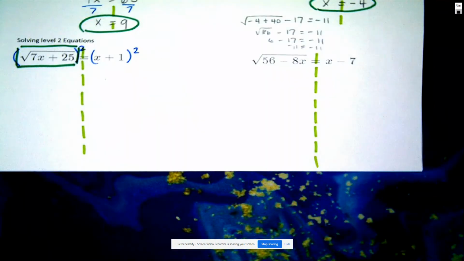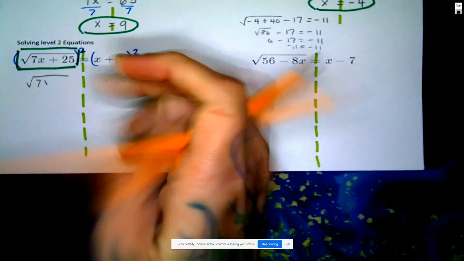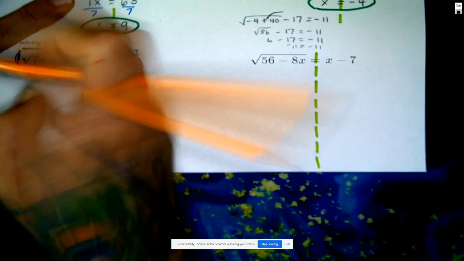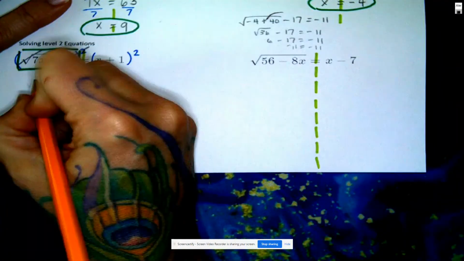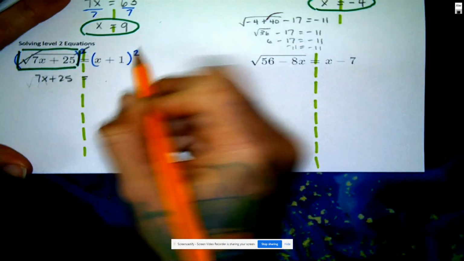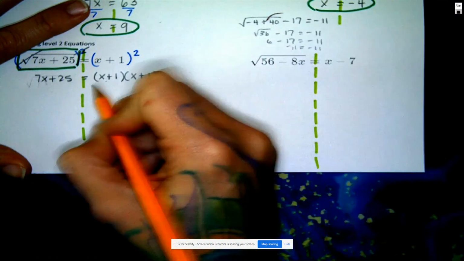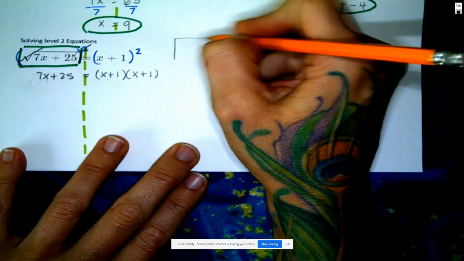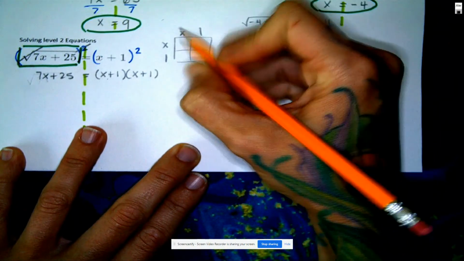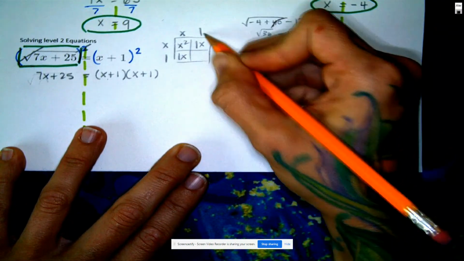So that means we are going to now have the square root of 7x. Oh, sorry, no square root. So we just squared it, and that gets rid of that. 7x plus 25 equals. Now, x plus 1 squared means that we are writing x plus 1, x plus 1. This can be boxed or FOILed. So if you wanted to do your box method, x and 1, x and 1, x times x is x squared, 1x, x times 1 is 1x, and 1 times 1 is 1.